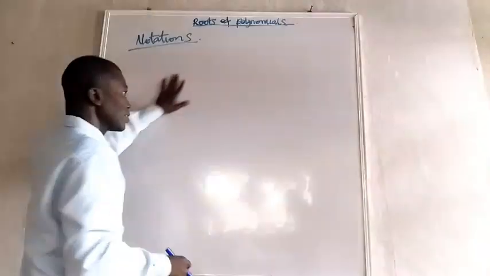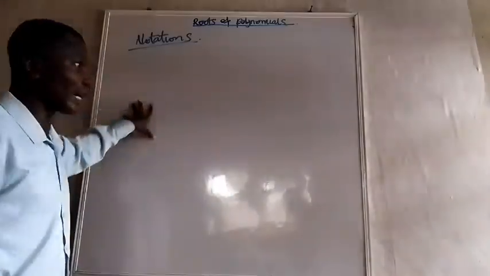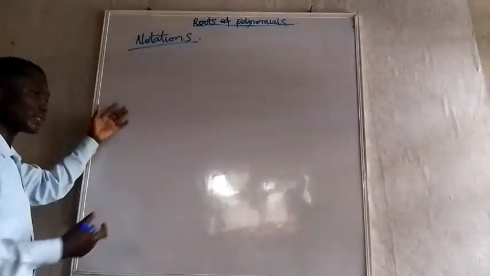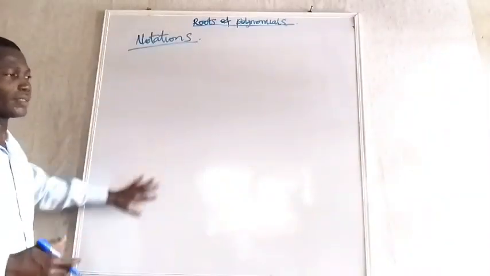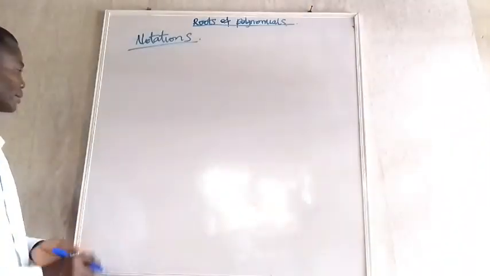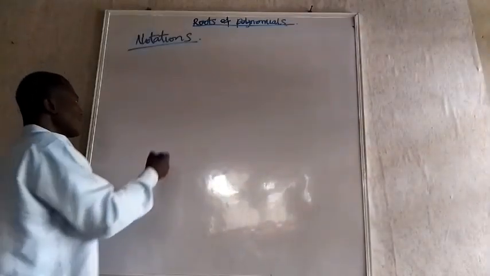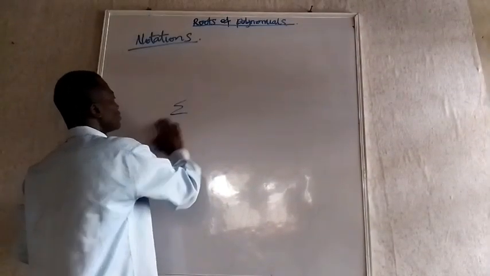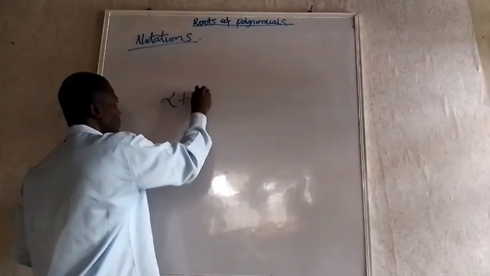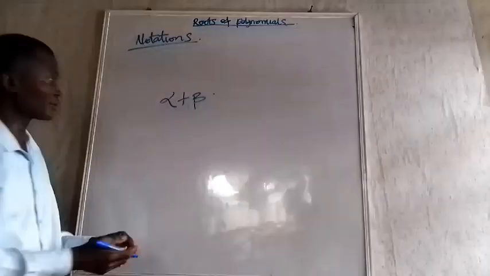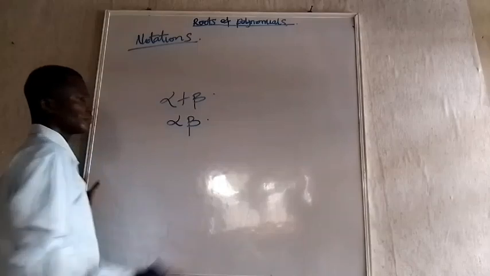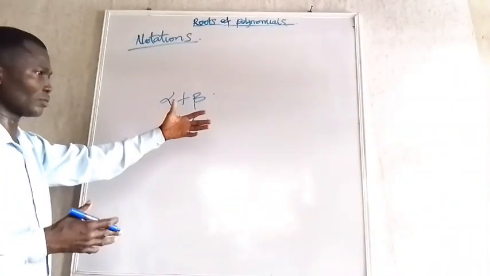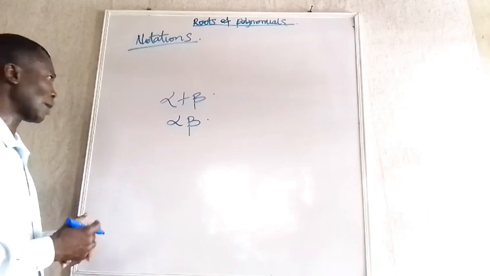For ease of understanding of this topic, some notations are introduced so that we will not be writing everything longhand. It will be easy for us to write it shorthand, and these notations are introduced. Now look at something like this. When we have quadratics, we have alpha plus beta. You can write it out, alpha beta. That's the product. But when the power is higher, let's talk about quadratics.